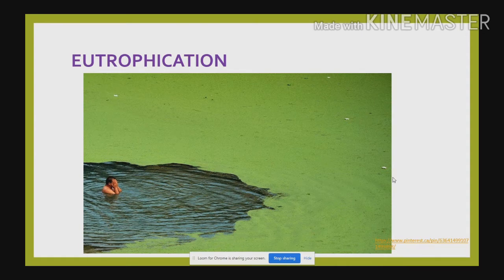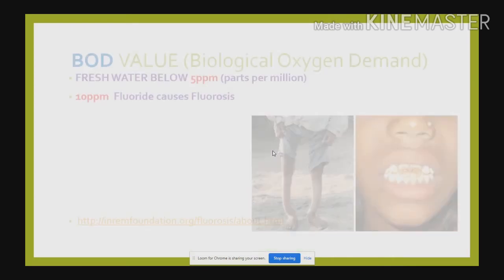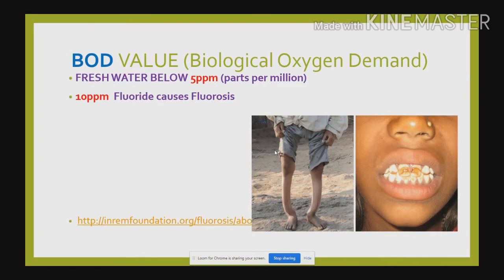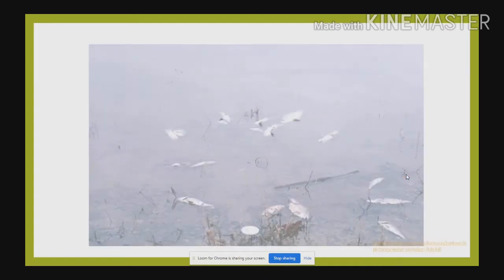Here you can see excessive minerals in the water help the algae to grow. This is one kind of pollution. This is called eutrophication. And of course, BOD value is very important in measuring the pollution. Freshwater or purified water is below 5 ppm, whereas fluoride at 10 ppm causes fluorosis, both skeletal fluorosis and dental fluorosis as well.